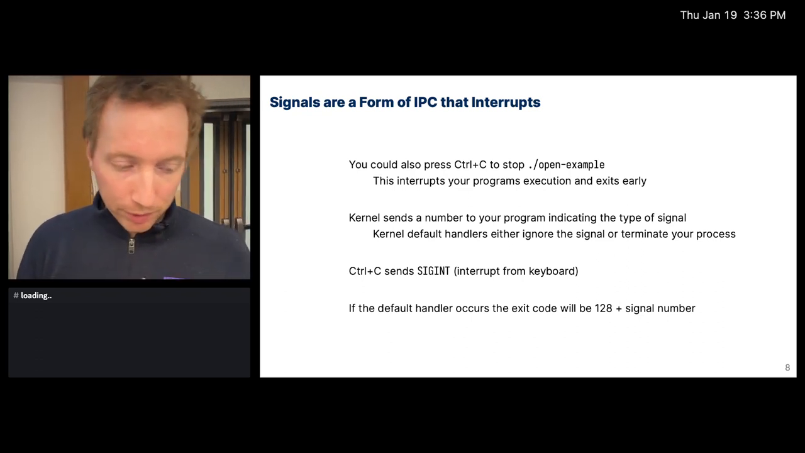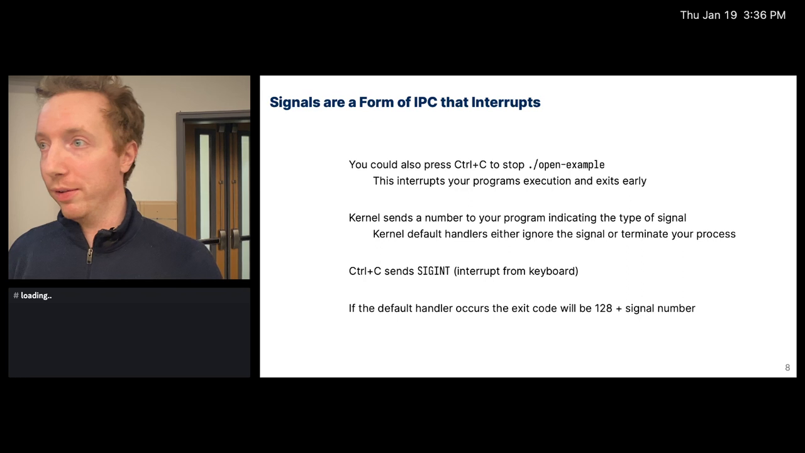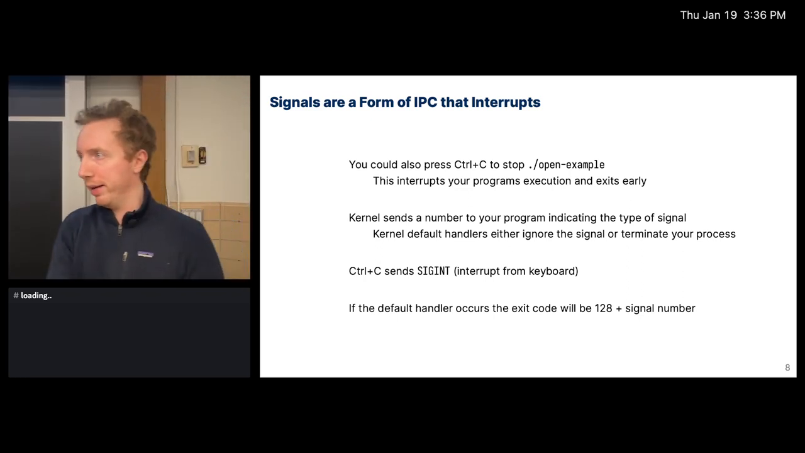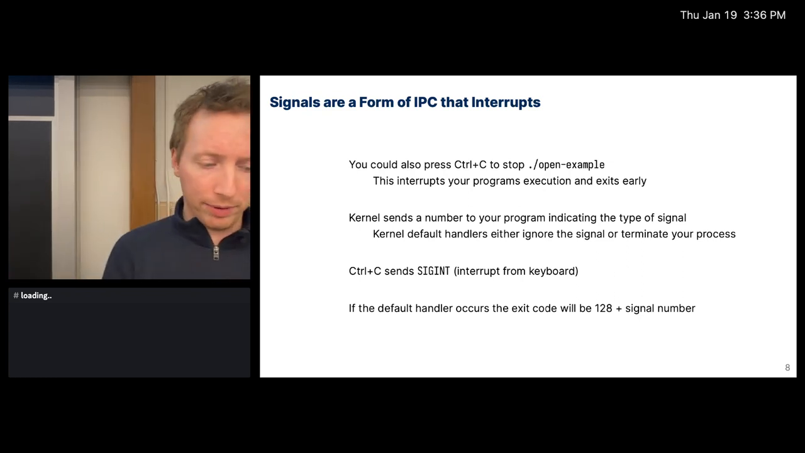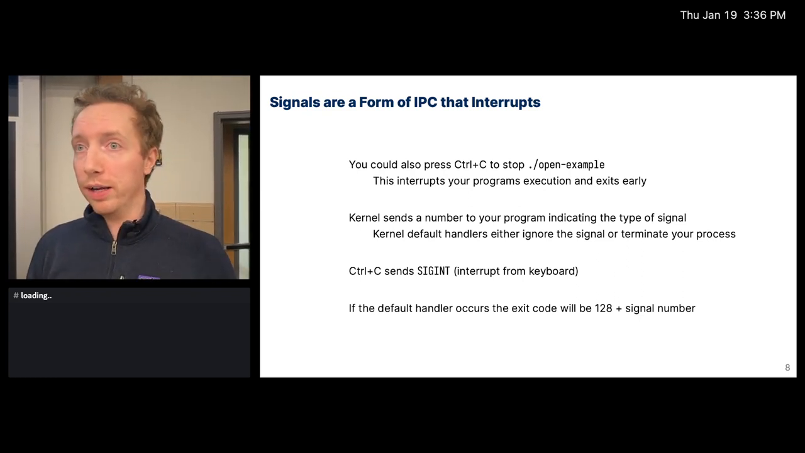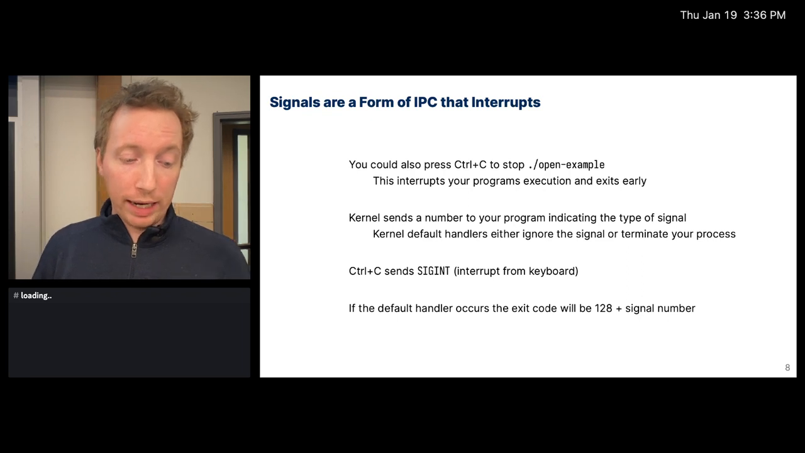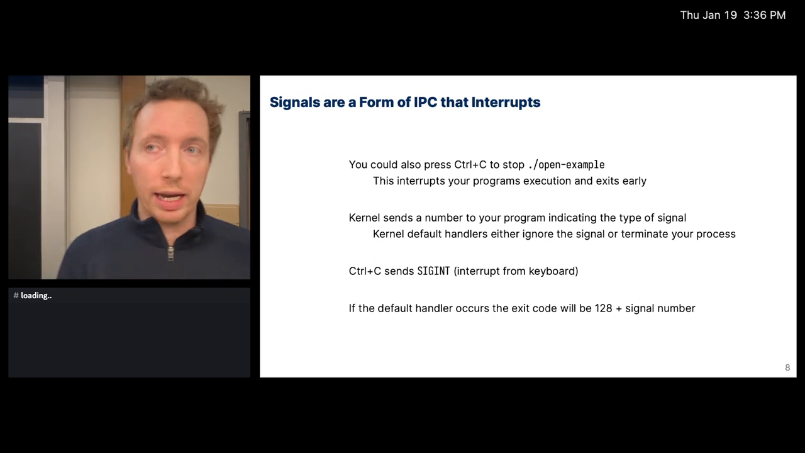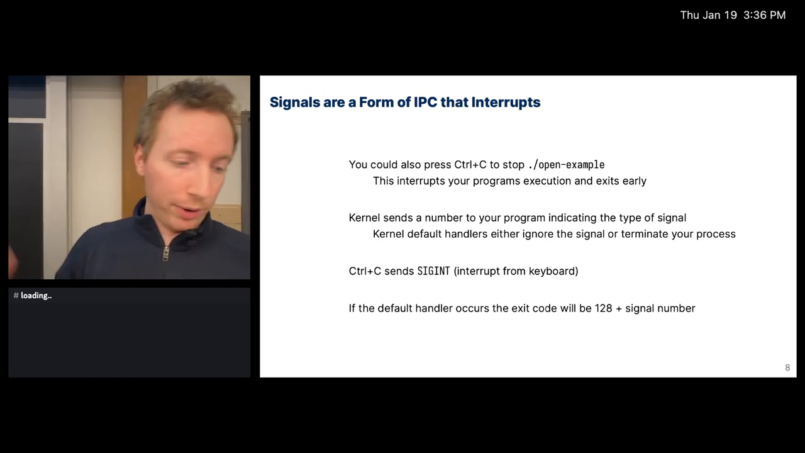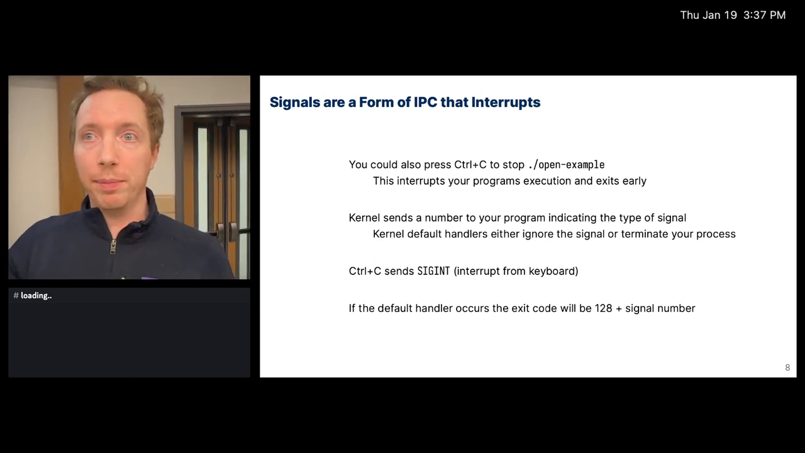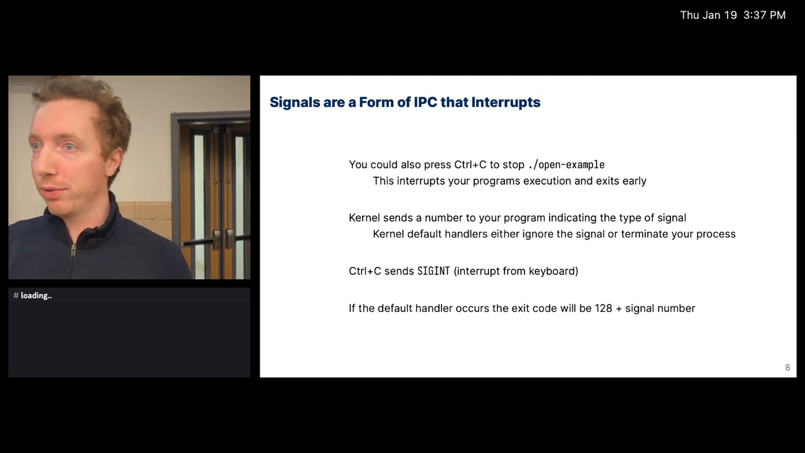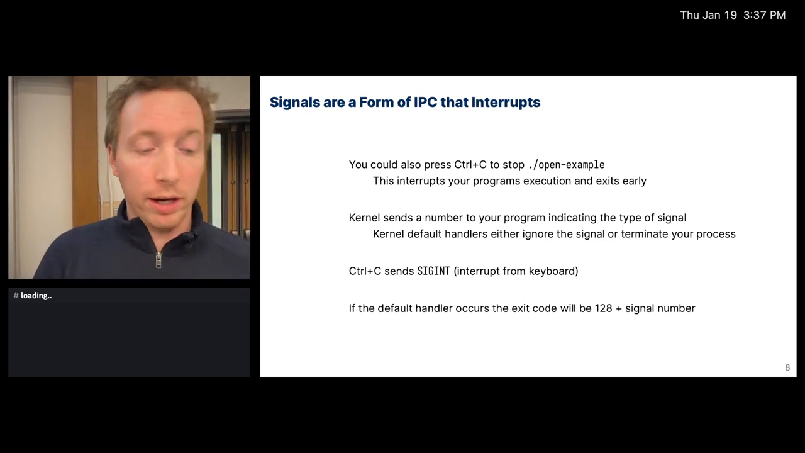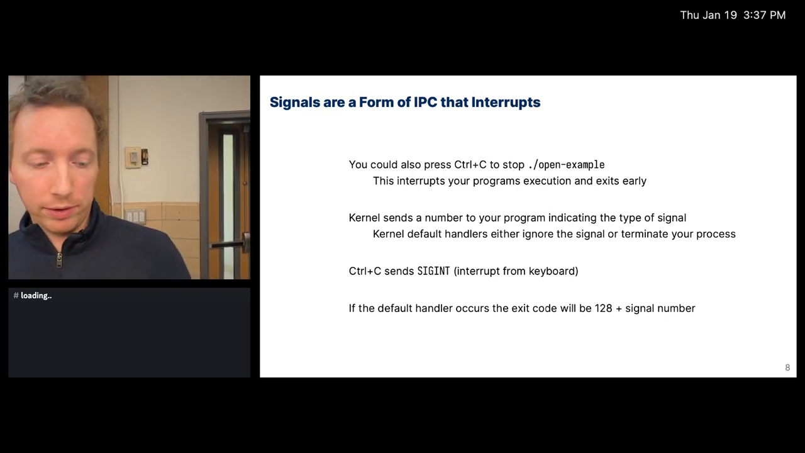The default handler: I didn't write anything that has to do with signals in my program. I just wrote a main and some reads and writes, and that was it. So the kernel and or C will have some default handlers for you, like interrupt handlers that you're hopefully used to. The default handler for SIGINT or any of them is just to exit that process straight away with an exit status of 128 plus whatever that signal number was.